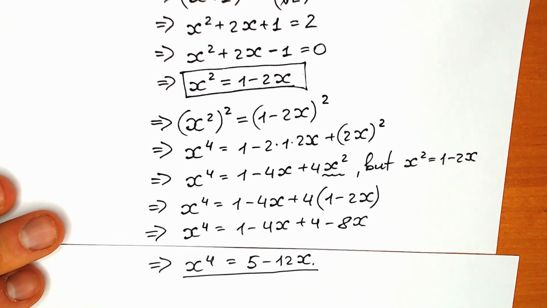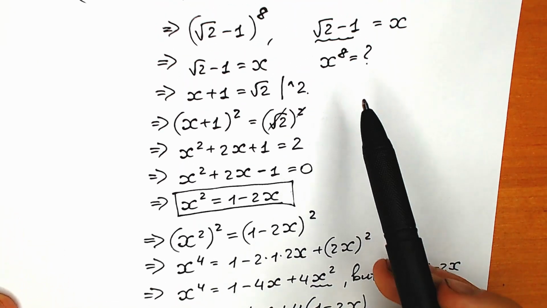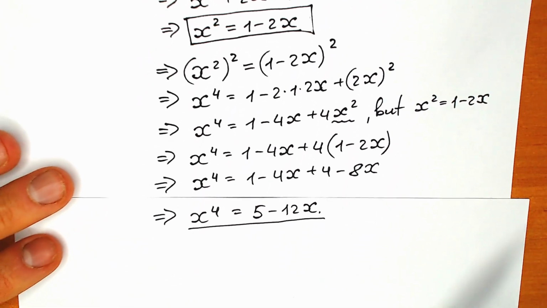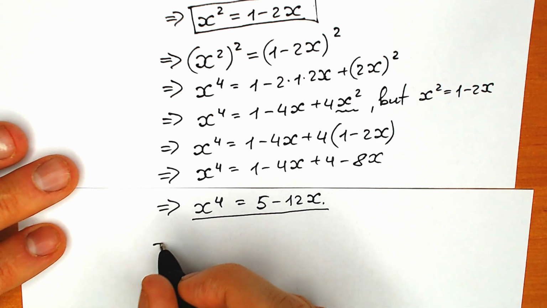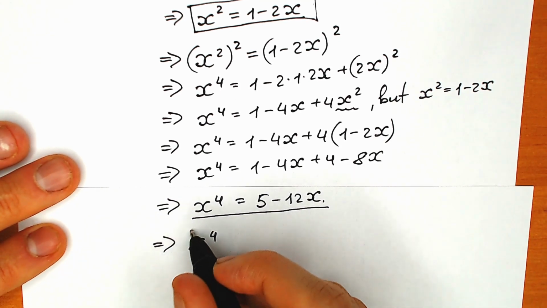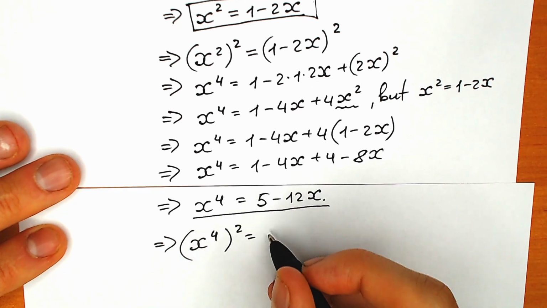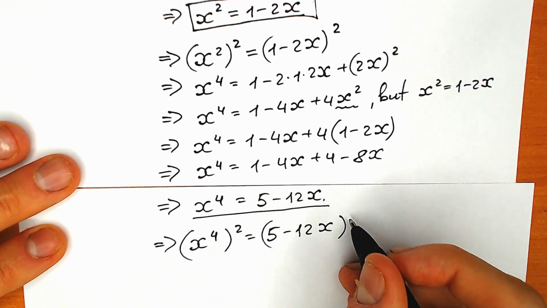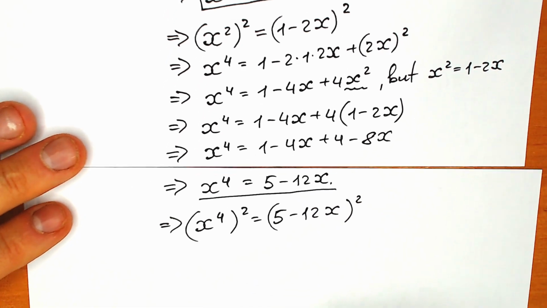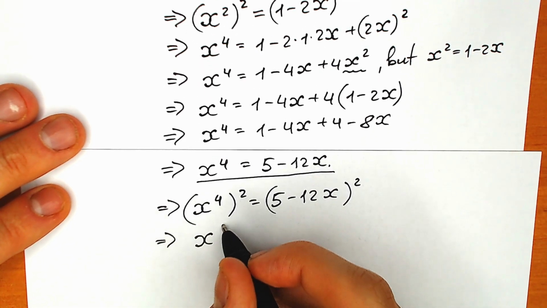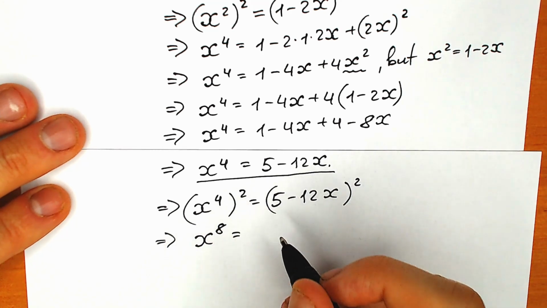And right now the final move: in the beginning we need to find x to the power 8. So right now let's raise this once more to the power 2. As a result, x to the power 4 to the second power equals 5 minus 12x, and we raise this to the power 2 as well. Right now, let's do it. On the left side we have the expression that we really need, x to the power 8. On the right side, we're going to raise this.